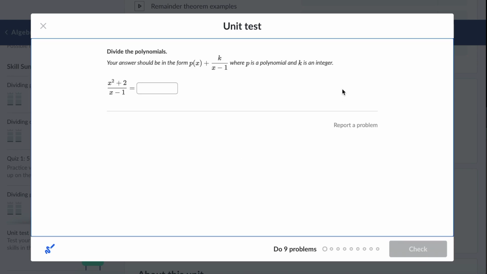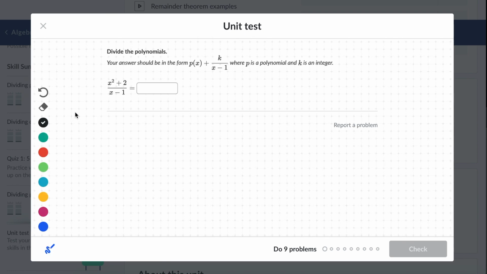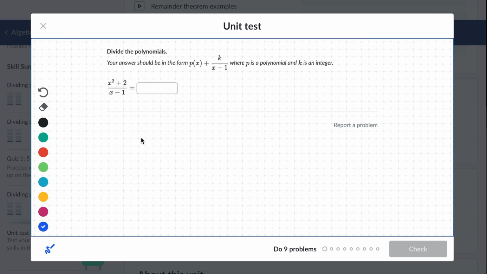Okay, divide the polynomials. Your answer should be in this form. I think I got this. So I'm going to default to long division, but I know other people prefer synthetic. You're going to put the top polynomial on the inside, and let's leave placeholders for all of the terms that are missing. So it jumps from x squared to just 2. There's no x value in the middle, so we need to use a placeholder. And let's put the polynomial that's in the denominator on the outside.